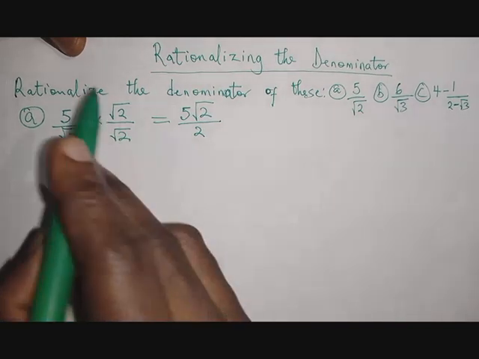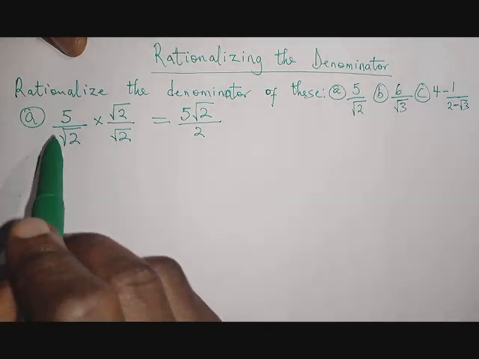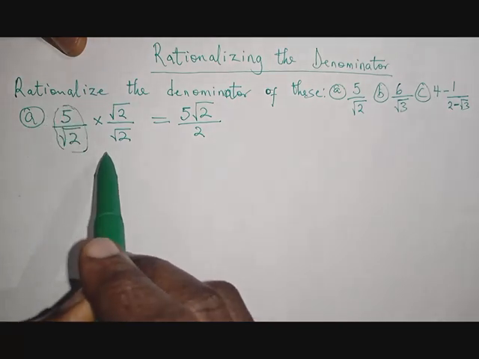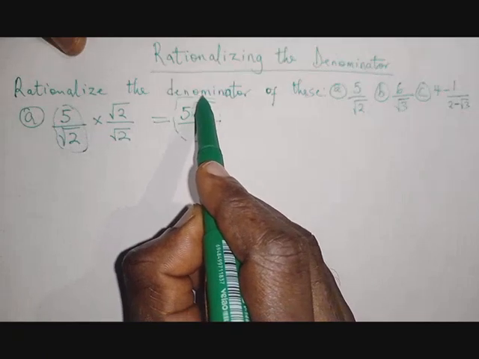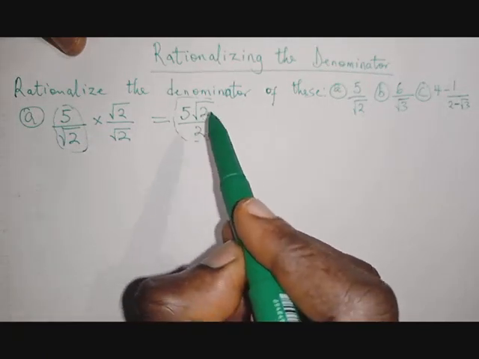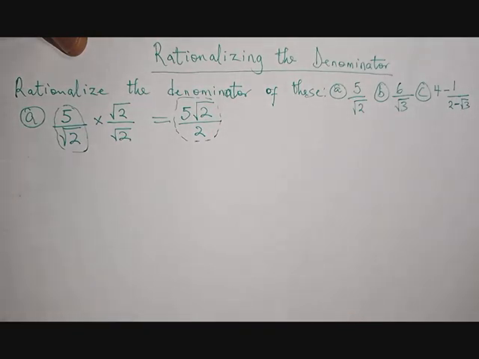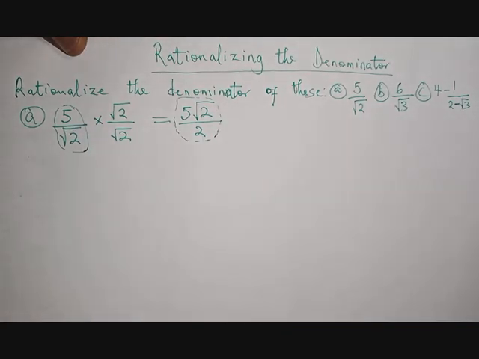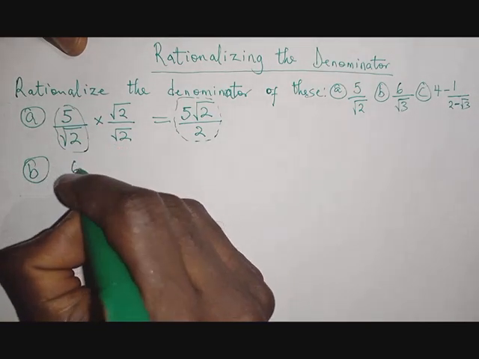It's that simple. And of course, from our knowledge of equivalent fractions, you realize that this term, 5 over root 2, is equivalent to this fraction, 5 root 2 over 2. Okay, so whatever you're trying to do, if you use this or you use this, you're going to still get the same answer. So quickly, let's go to the next one.